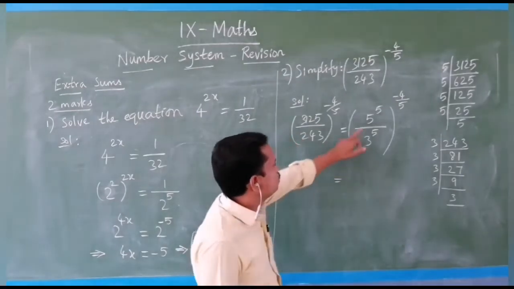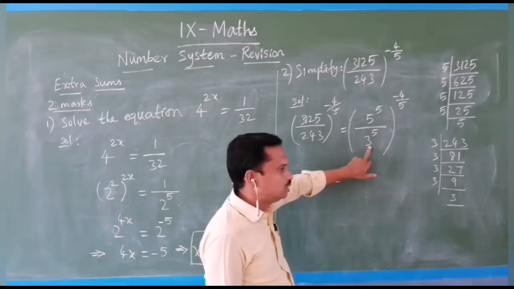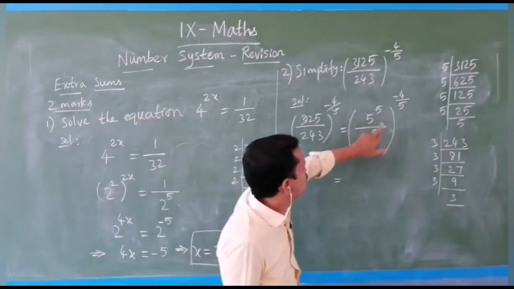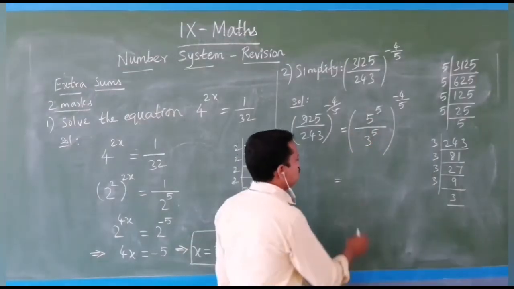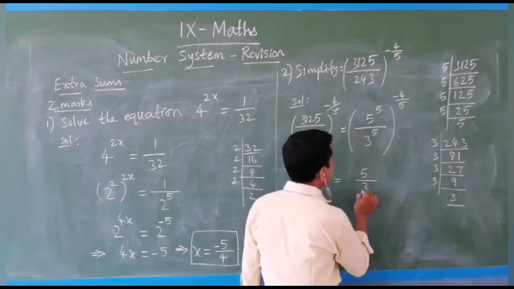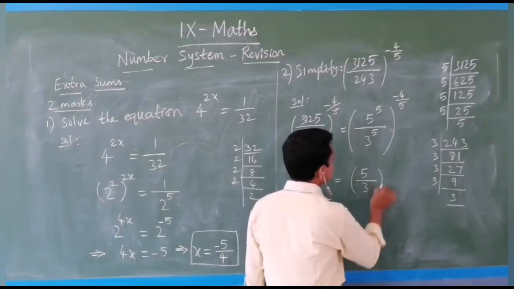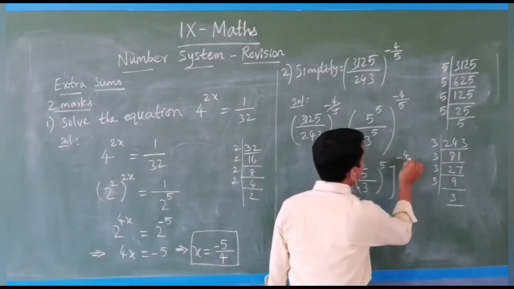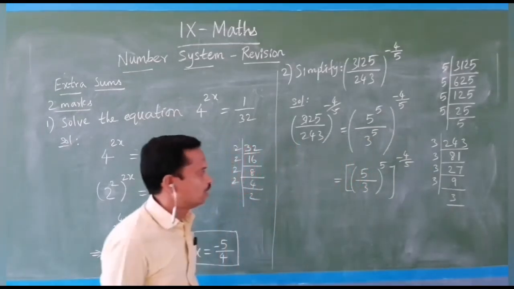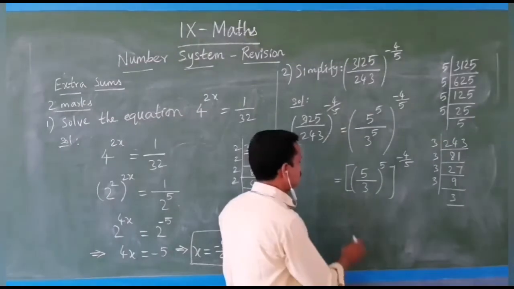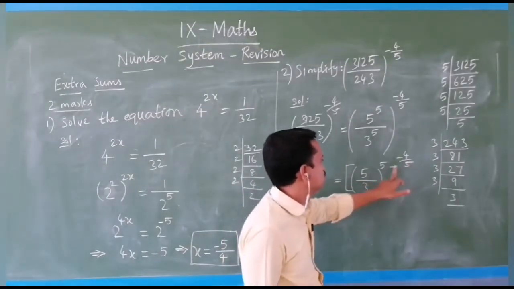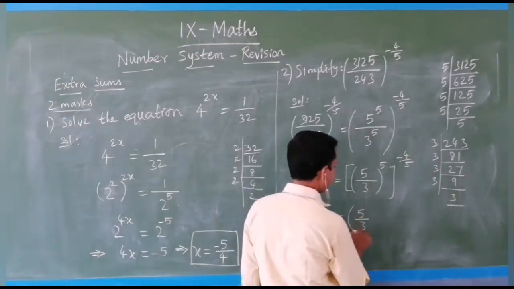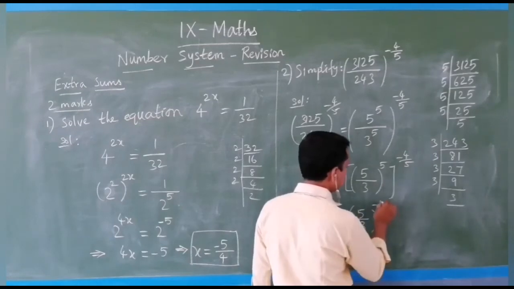And then now this is 5 to the power 5, and this is 3 to the power 5. So different base, but the exponent is the same, that is 5. Here you observe. So I am doing like this: (5 by 3) whole to the power 5, and then whole to the power minus 4 by 5. Okay, and now you apply this, 5 into minus 4 by 5. So what you get? 5 by 3. When you multiply, 5 gets cancelled, you get minus 4.